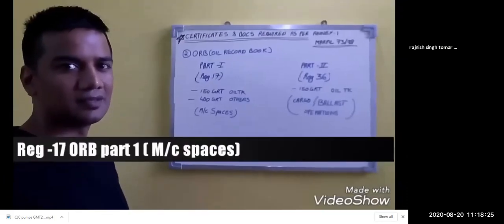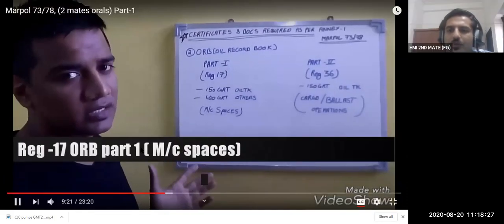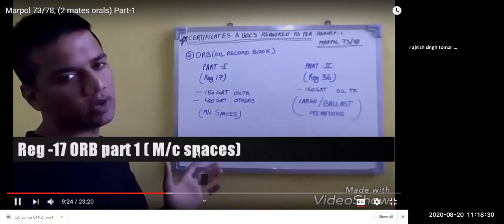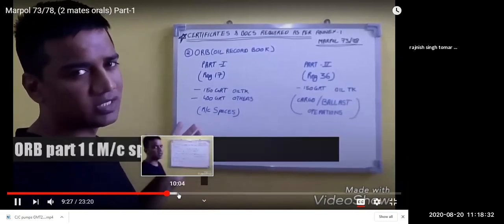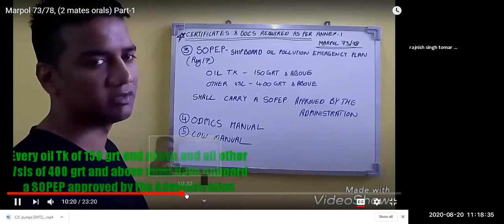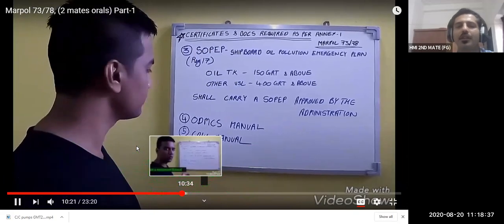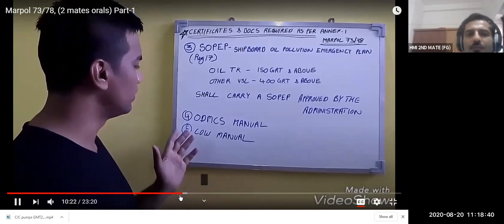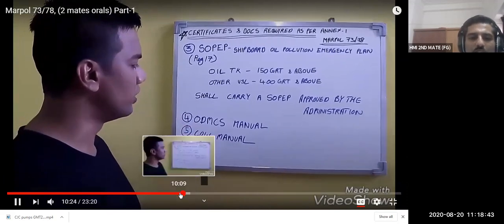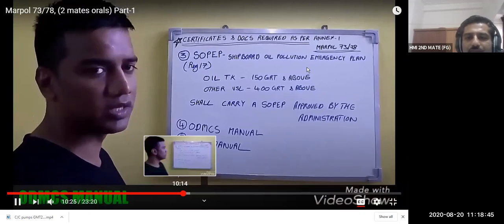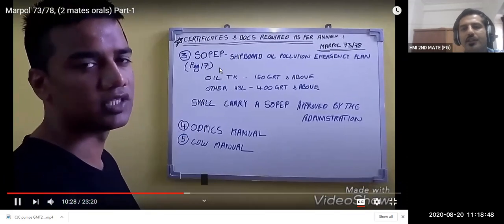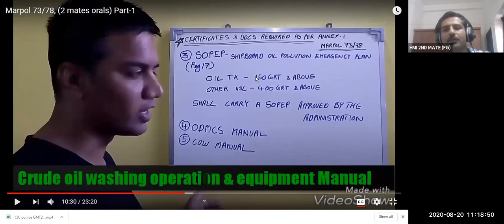Then next is the oil record book. This part we have already seen. Then SOPEP equipments. So SOPEP requirement is that you should know the equipments, and for regulation 17, all oil tankers 150 GRT and above should have SOPEP, and other vessels 400 GRT and above should have all those SOPEP equipments. So you should have SOPEP equipments like your booms and drums and all those things.